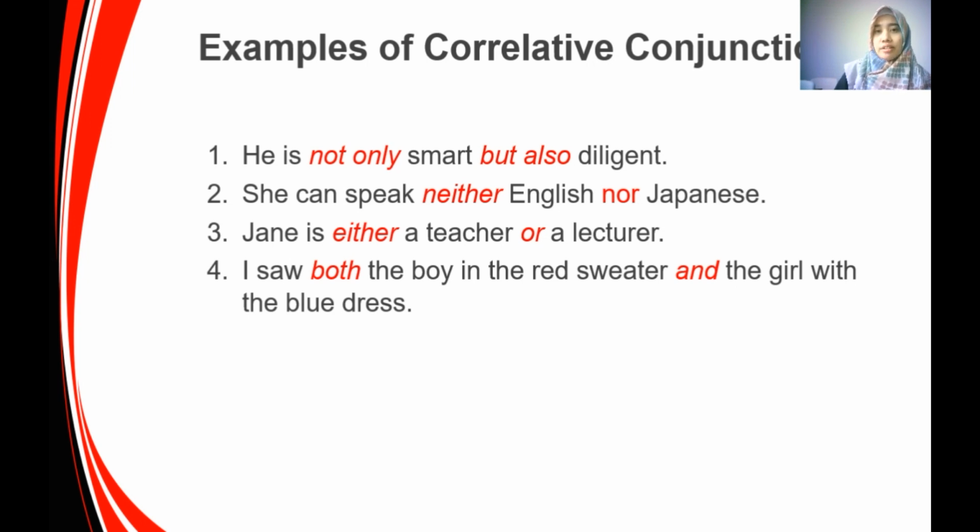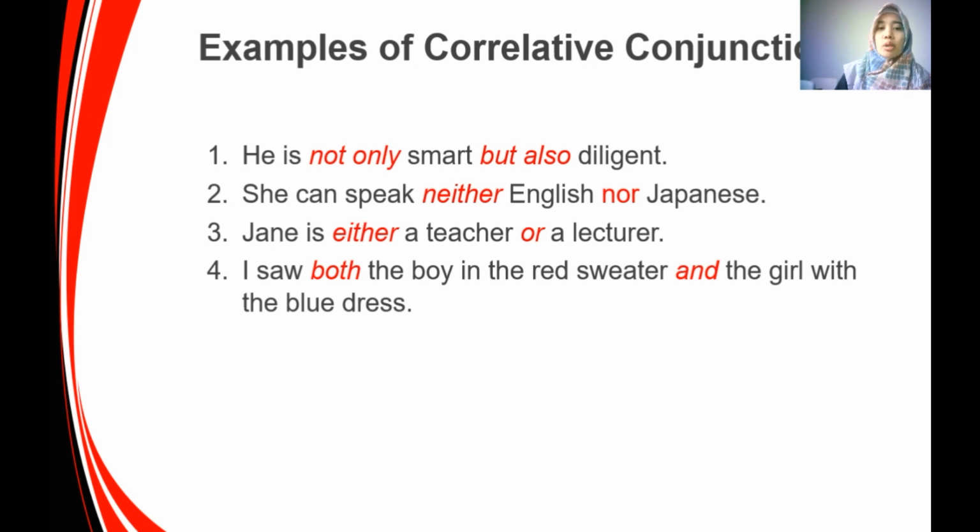Again, neither nor here has negative meaning. Even if the first statement, she can speak, is positive, neither nor here shows the negative meaning. She can speak neither English nor Japanese means that she cannot speak both English and Japanese. And then the third one, Jane is either a teacher or a lecturer. So either or here shows an unavoidable choice. So if she is not a teacher, then she is a lecturer, something like that.